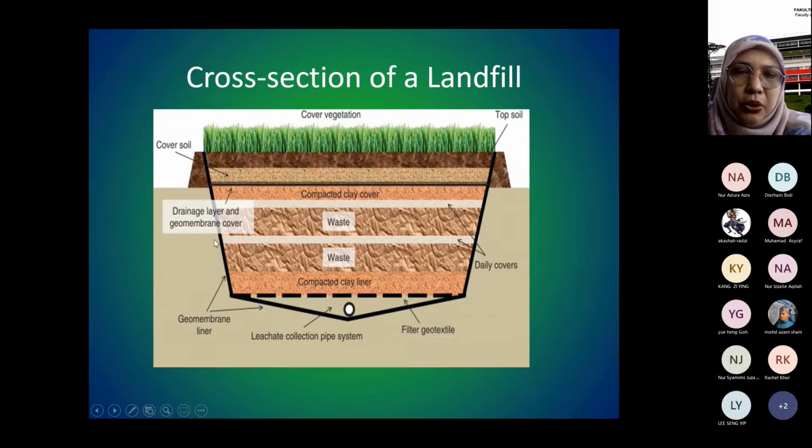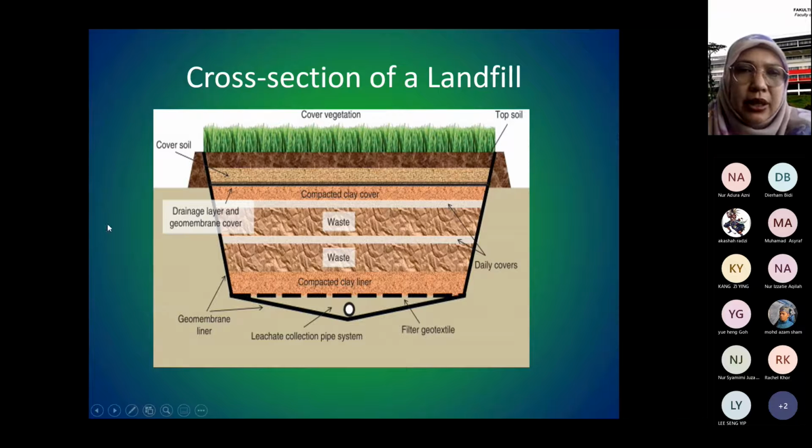Normally every operation day, meaning daily, a temporary cover will be placed on the waste itself. That is so that the wind will not blow the waste, one of the reasons. Another reason is to avoid animals or any other vectors from going and taking up the waste from the cell itself. That's why a daily cover is required for the waste at the end of the operation day.